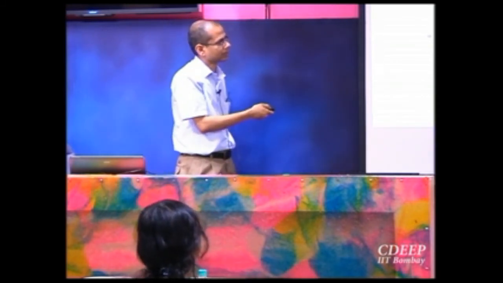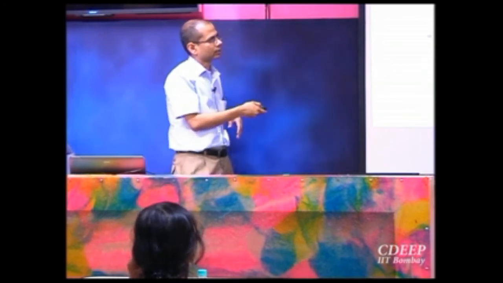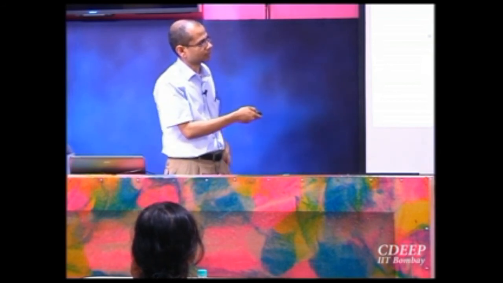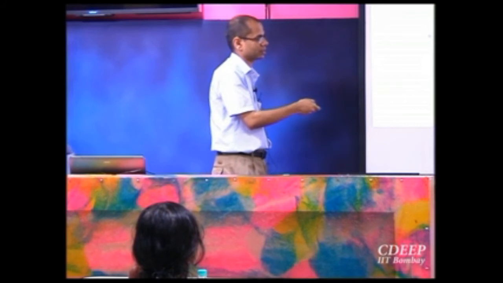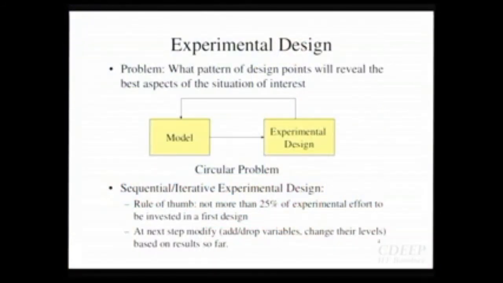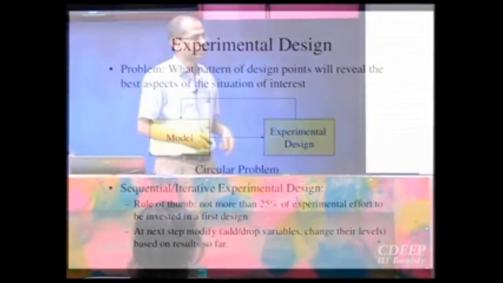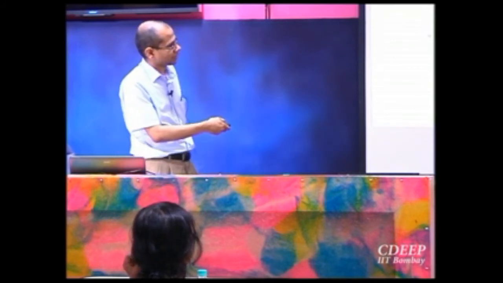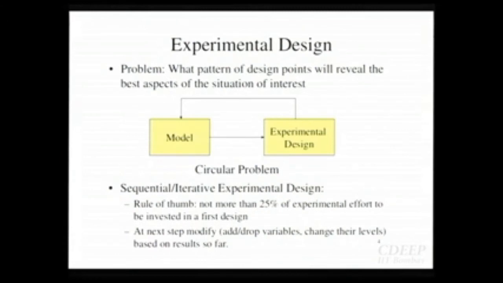So the rule of thumb in industry is that when you do some experiment, you should budget such that only 25% experimental effort is invested in a first design. So if I know that it will take me 25 days to get one set of experimental data, I should tell my boss, look, I am going to do this exercise in 100 days. Because after 25 days I will have to do a lot of iterations again and again to improve upon it. Okay, so you get some initial design, you perform experiments, fit some model, then you add or drop variables, change the settings at which you are going to do the experiment and so on.